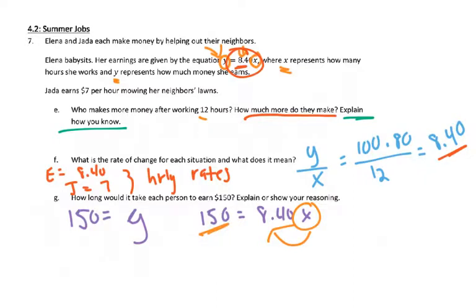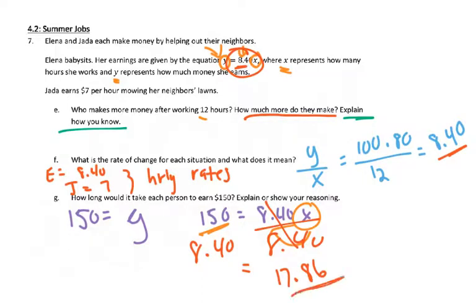Well, in order to figure this out, all I have to do is divide each side by 8.40, because I have to do the opposite. 8.40 divided by 8.40 cancels out. 150 divided by 8.40 equals, I have to use a calculator for this one, approximately 17.86.